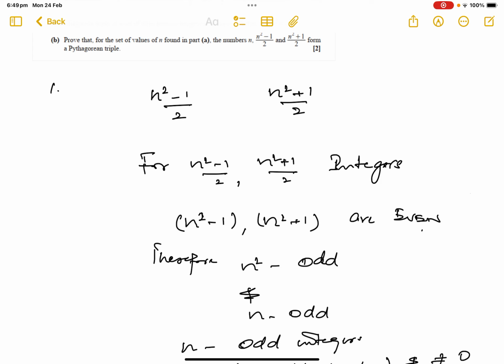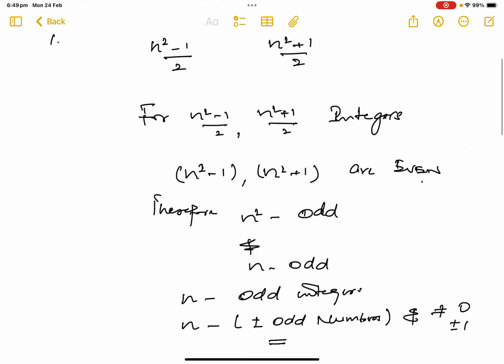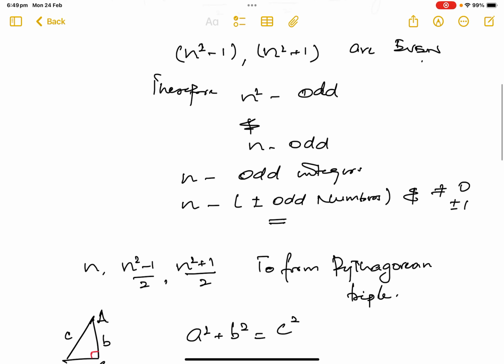For (n squared minus 1) divided by 2 and (n squared plus 1) divided by 2 to be integers, n squared minus 1 and n squared plus 1 have to be even. Otherwise, it will be a fraction, not an integer. Then n squared is odd. If n squared is odd, n is odd too. So now n is an odd integer.